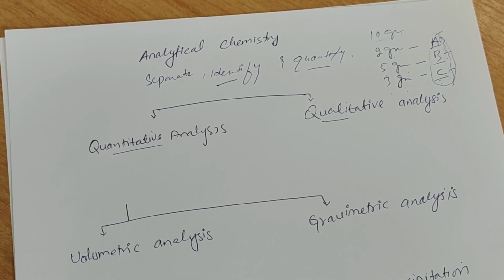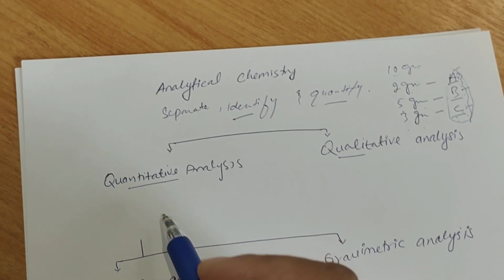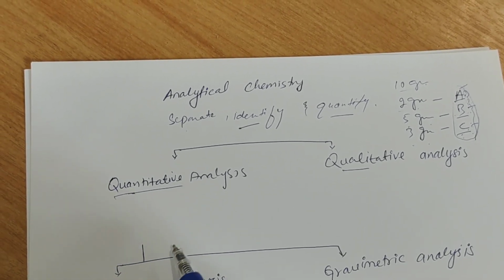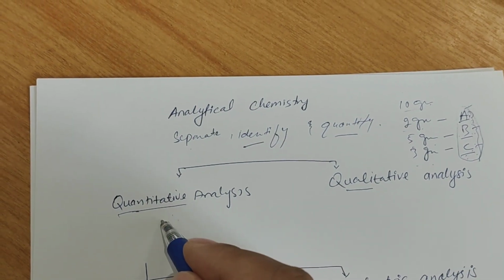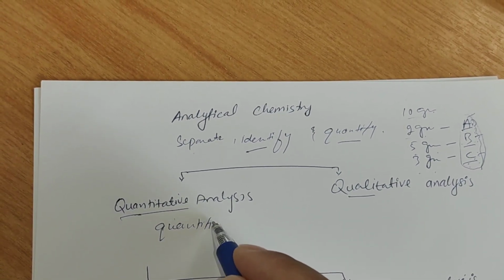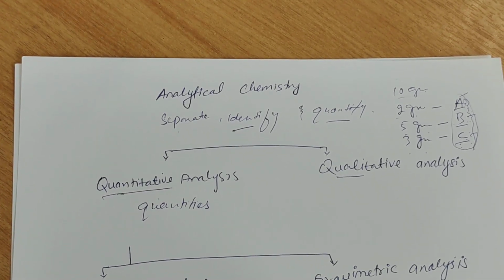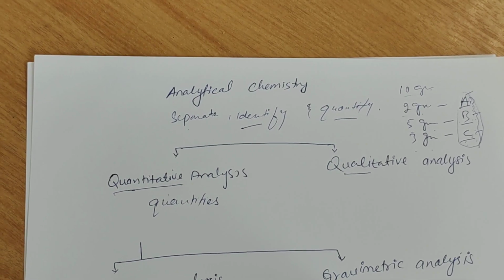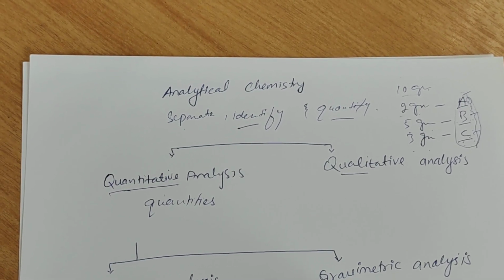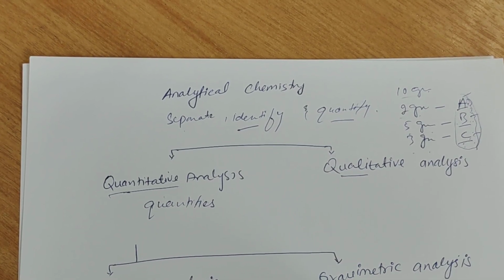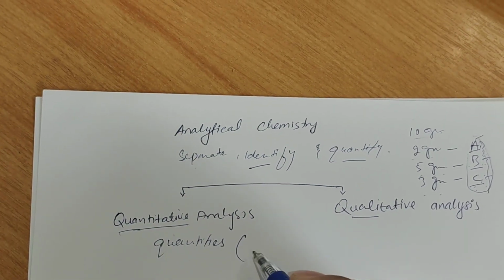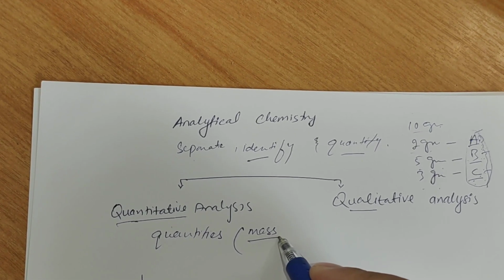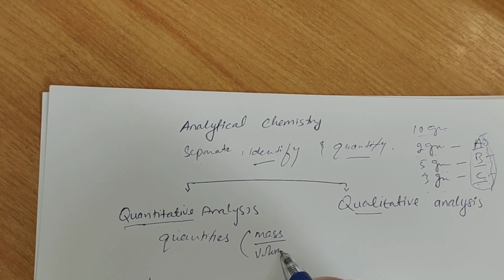And the second is quantitative analysis. Quantitative analysis is the measurement of the quantities of the particular chemical constituents present in a substance. Quantities can be measured by mass or by volume. Two techniques, either we will measure the mass present or the volume present.